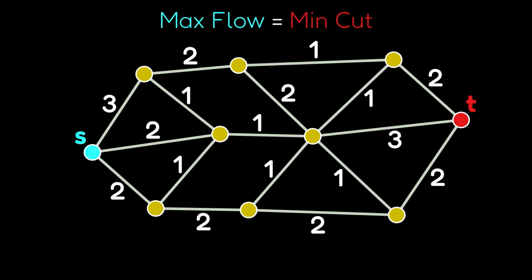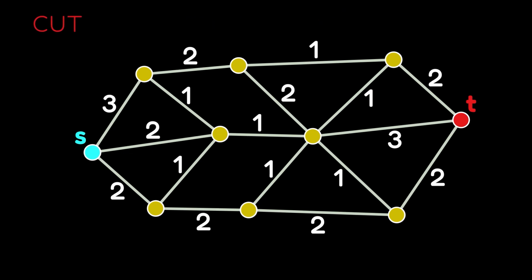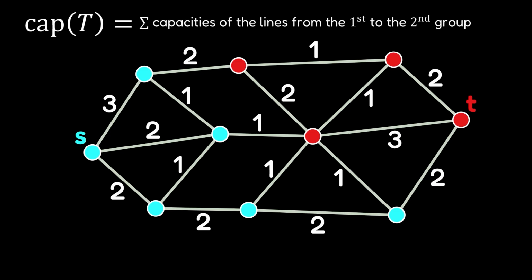Alright, but what is a cut? A cut is a partition of the points of the graph into two groups, in such a way that the source is on one side and the target on the other. The capacity of the cut is just the sum of the capacities of the lines that connect points from the first group to those of the second.